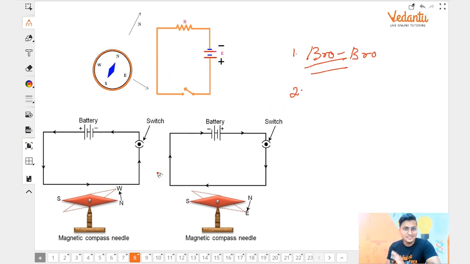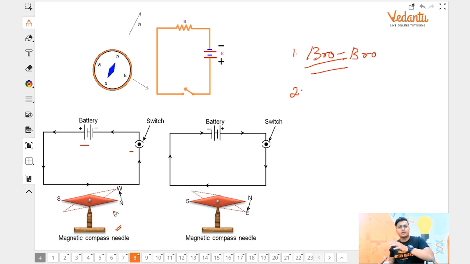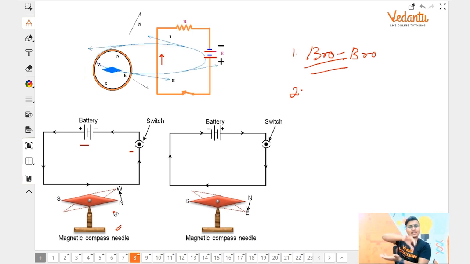Okay. So first, Oersted was experimenting in this way, where he has a battery, a switch, a circuit, and basically a magnetic compass needle underneath it or nearby. He turned on the switch and then he realized that whenever current passes through it, the magnetic needle moves. It deflects. He thought, what will happen if we change the direction of the current? Will the needle deflect in the same direction or will the needle deflect in the opposite direction?